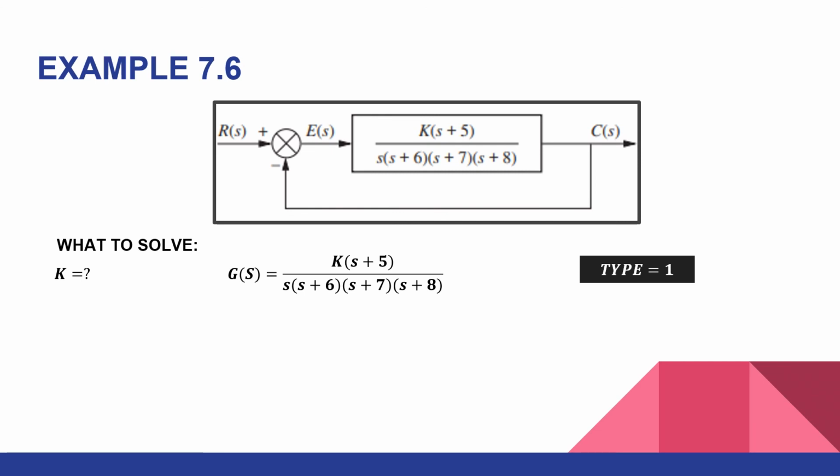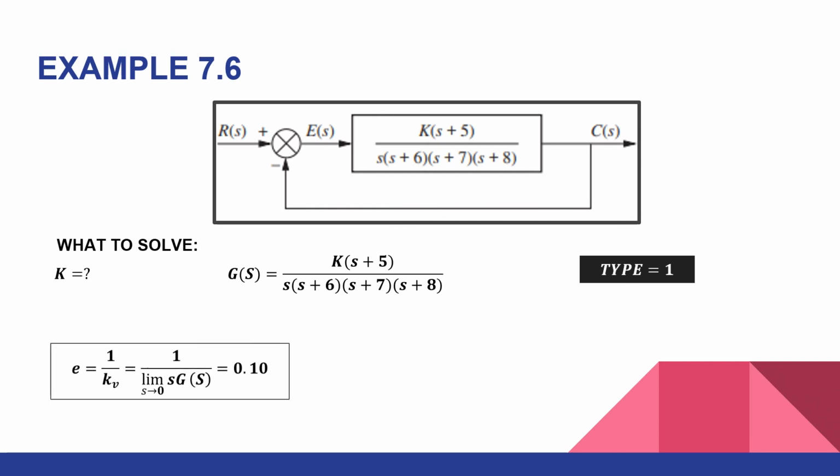And with the G(s), or the function, we can identify what type it is as discussed earlier. So basically, this is a type 1. So if it is a type 1, automatically, we would use the ramp input formulas. So basically, E is equal to 1 over Kv, or basically equal to 1 over the limit of sG(s), which is equal to 0.10.